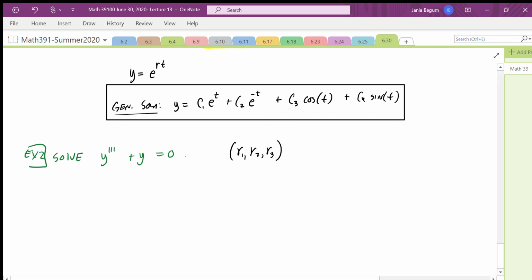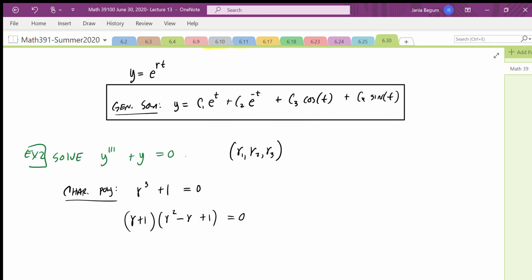So the characteristic polynomial of this is going to be r cubed plus 1 equals 0. Another algebra question. How do you factor this? r squared minus r plus 1. Yeah, so absolutely correct. So there is a formula for this, and we're using this formula.